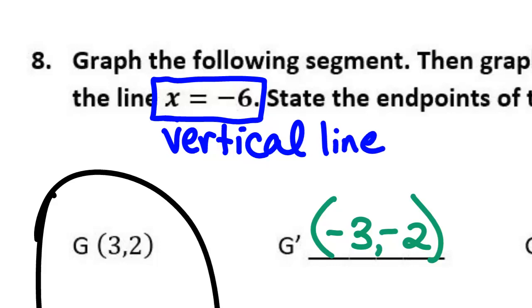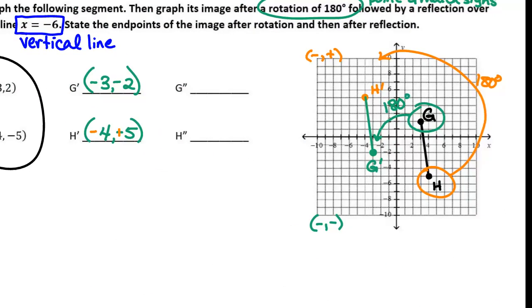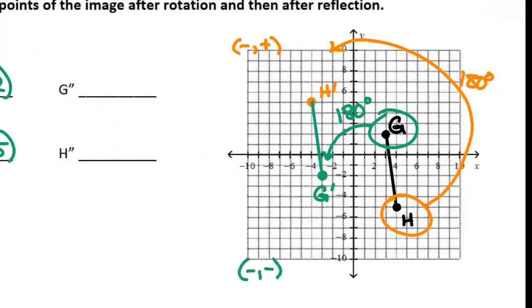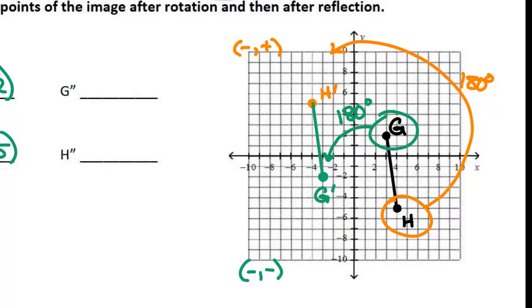The way you remember this, it's going to have to touch the axis that it has the letter. So x equals -6. It has to touch the x-axis. So that would be right here. It doesn't have a y in the equation, so it is not allowed to touch the y-axis. So it has to go like this. There's my x equals -6.